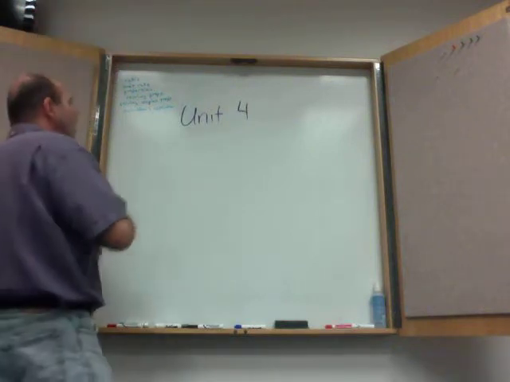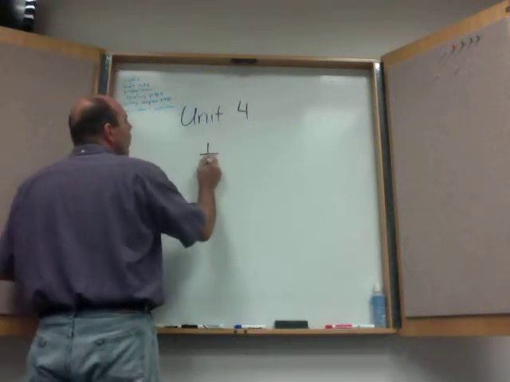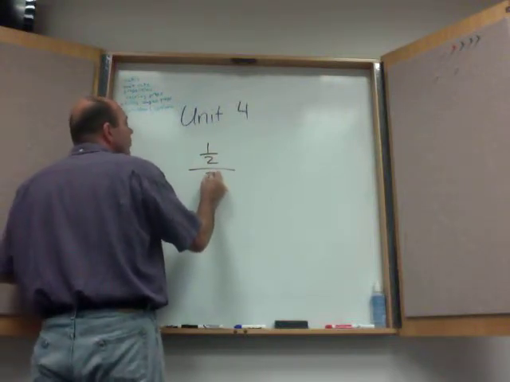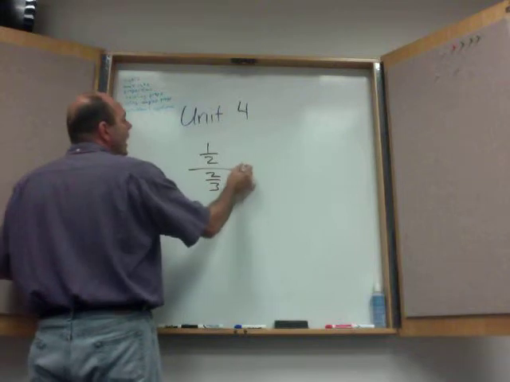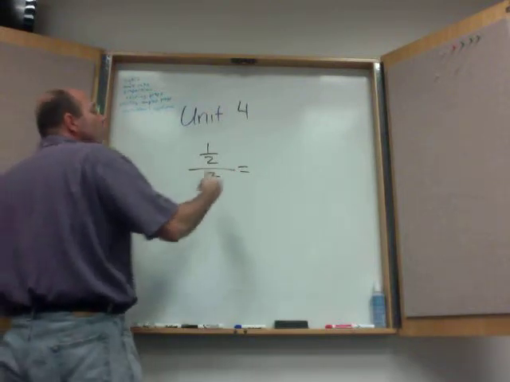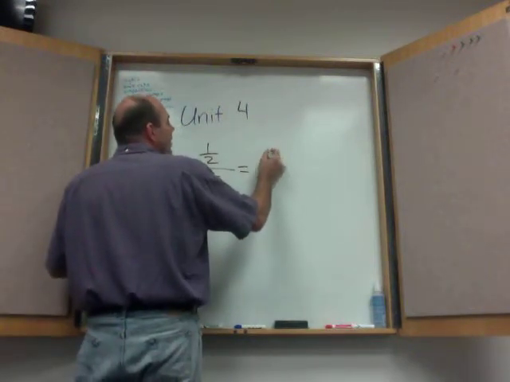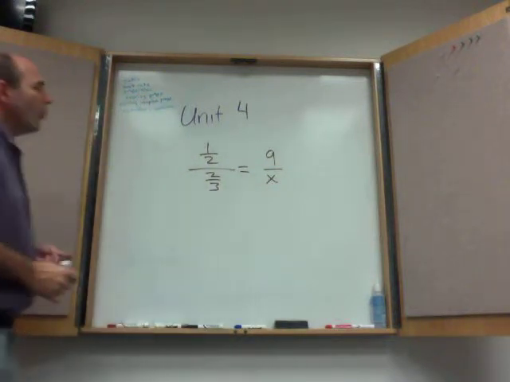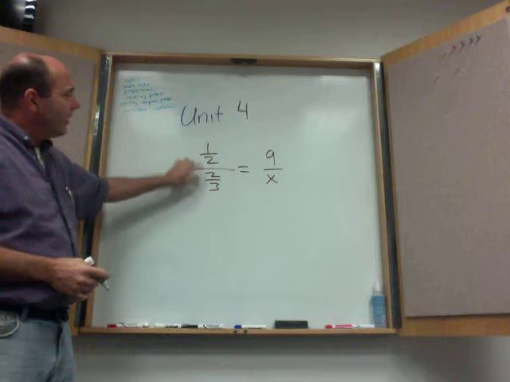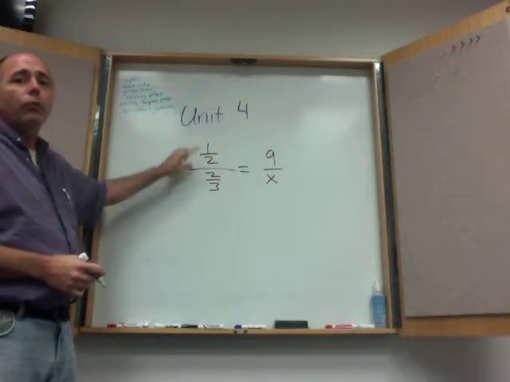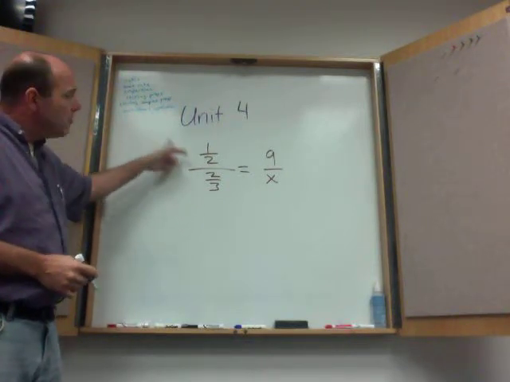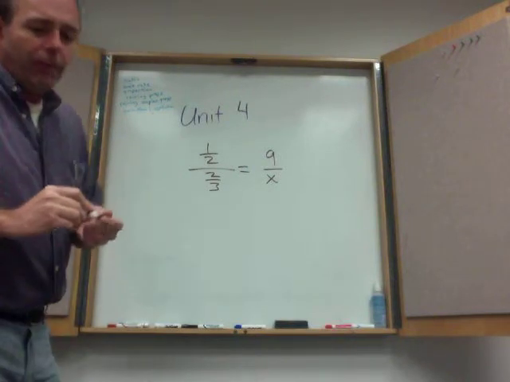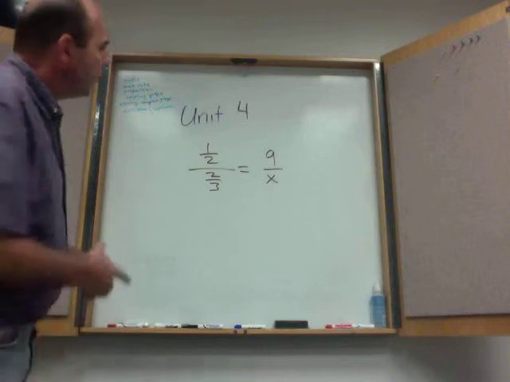So if I have a fraction that, let's say I have 1/2 over 2/3, and that is equal to, let's say, 9 over x. Well, again, this is complex because it is a fraction on top of a fraction, which, as we know, is just a division problem. But we can solve it this way also. We're going to go ahead and, just like before, we will cross multiply.